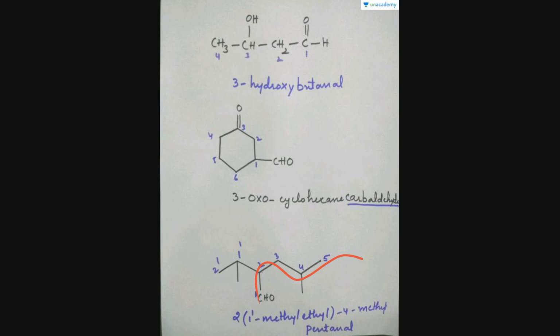This is how we write it. It is a 5 carbon chain, so it is pentan, and we have an aldehyde group, so we write the suffix as al, and here we have a substituted substituent. So for this 2, on the 1st carbon we have 1 more methyl group, so we mention it as 1 prime in brackets, and then 4-methylpentanal.